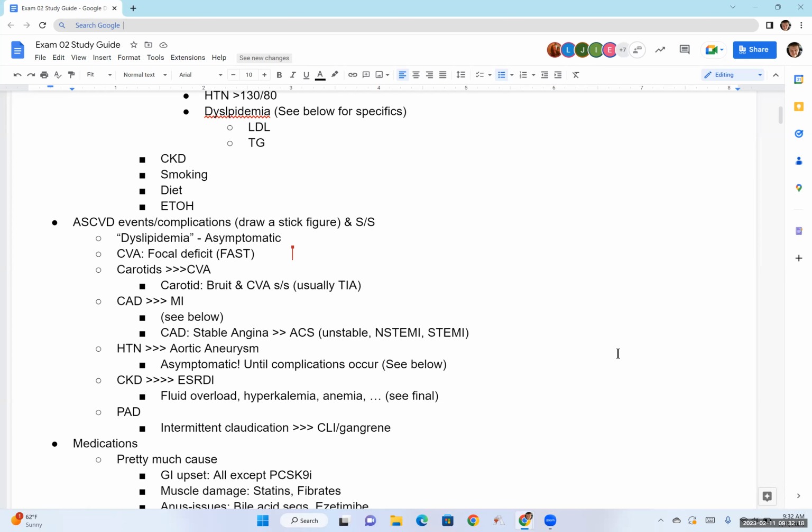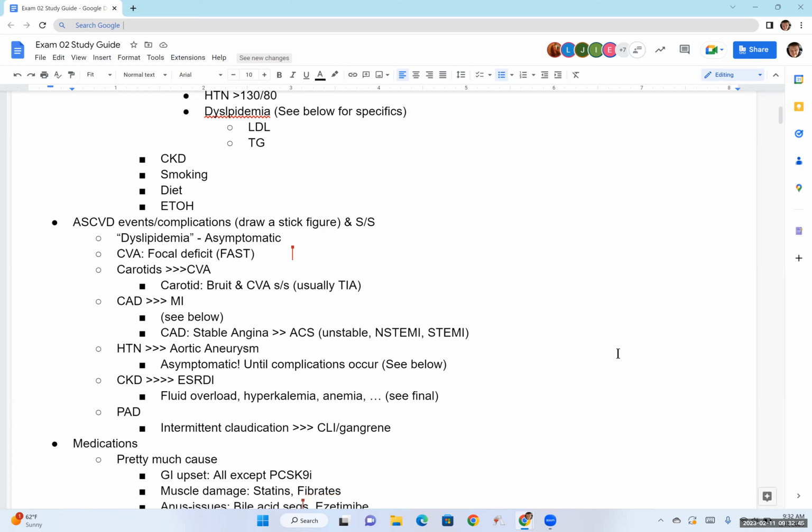That's an acute process. Right here, we're talking about chronic coronary artery disease, which is a chronic condition, but it can lead to this acute complication, just like pericarditis can lead to an acute complication, or CHF can lead to acute complications. And then hypertension, we didn't talk about much, but hypertension can lead to all of its target organ damage, but it can also lead to an aortic aneurysm, which is one of the complications of hypertension.